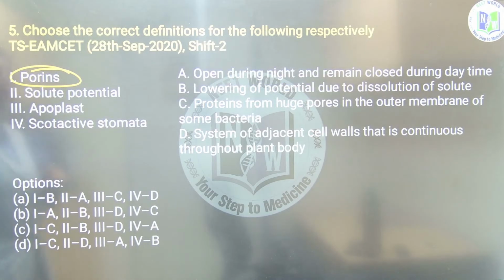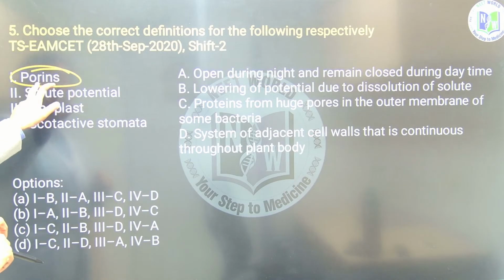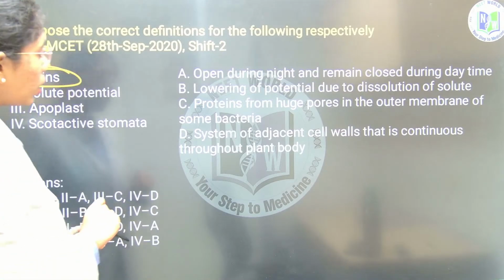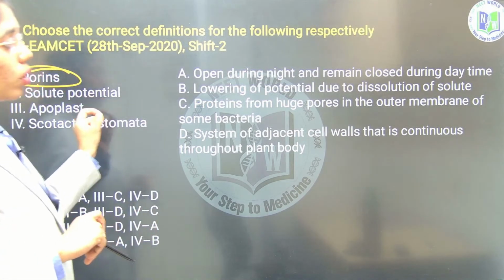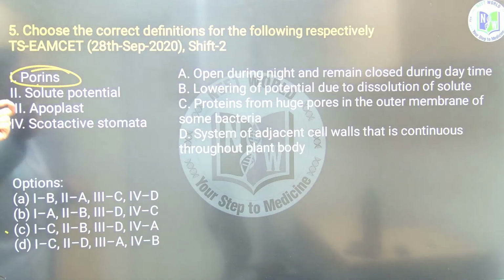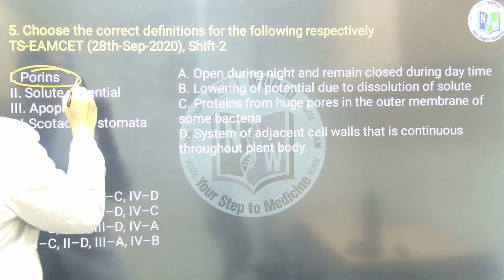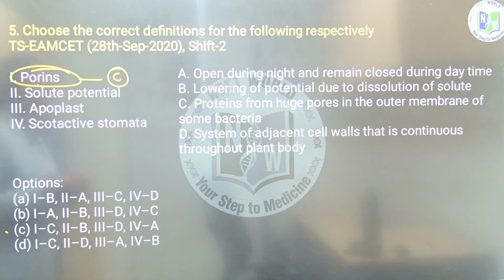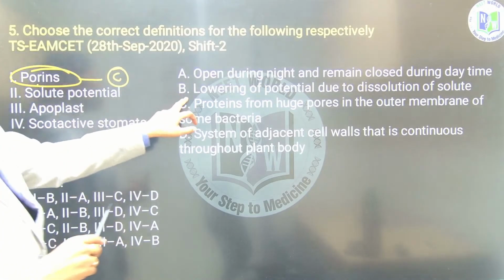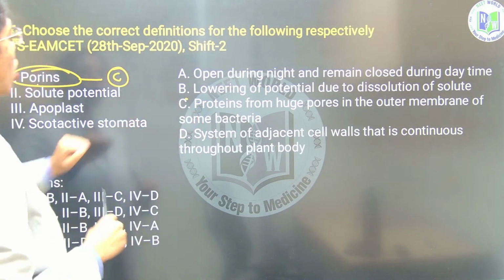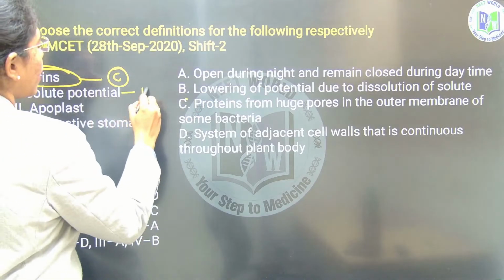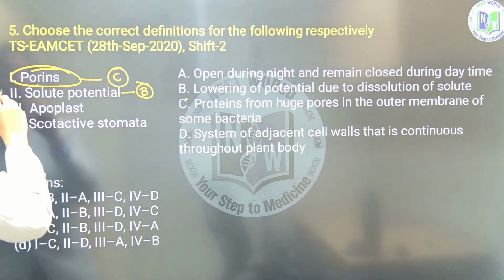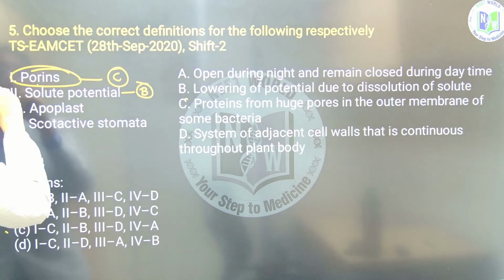Okay, here first is porins. What does porins do? Porins are the proteins which form huge pores on the outer membranes of some bacteria, mitochondria and chloroplast, which is option C. Next is solute potential. Solute potential is lowering of potential due to dissolution of solute. The more solute you add, the more the solute potential, and solute potential will always be negative.